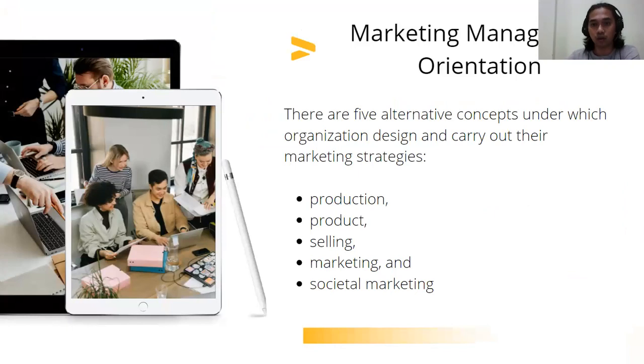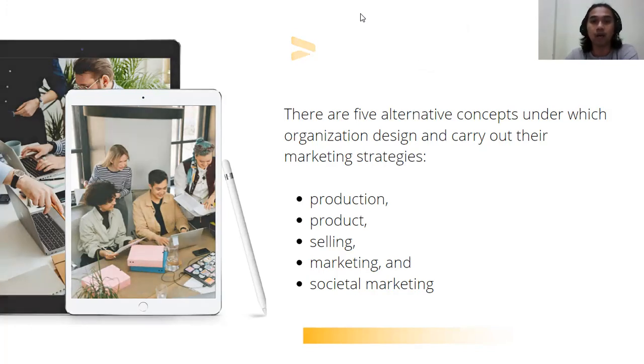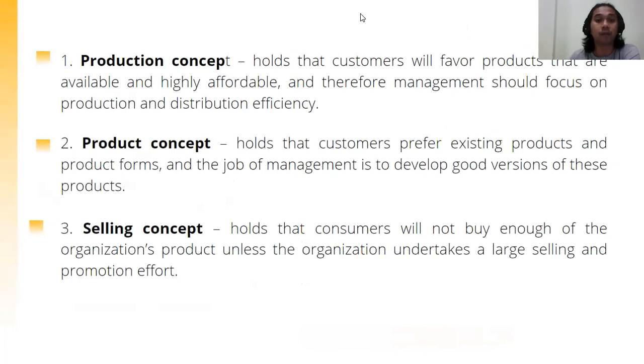Okay, let us now go to the marketing management orientation. There are 5 alternative concepts under which organizations design and carry out their marketing strategies. And these are production, product, selling, marketing, and societal marketing. We will discuss each of these alternative concepts one by one. And so let us begin with the concept of production.